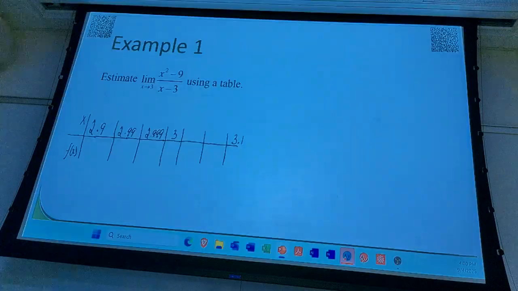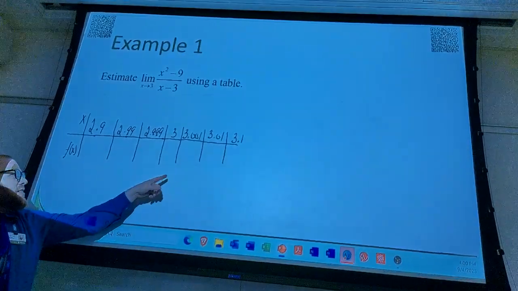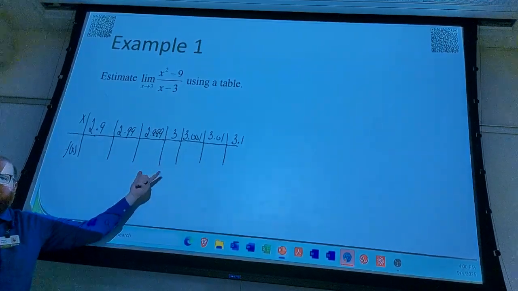To the right of 3, we want values larger than 3, but still relatively close. 3.1, but we can get closer. But we can still do better. And this is just the way that I do my tables, because now you'll be able to see, we'll be coming in from the left, coming in from the right, and are they approaching the same value? It's just easier to read that way.